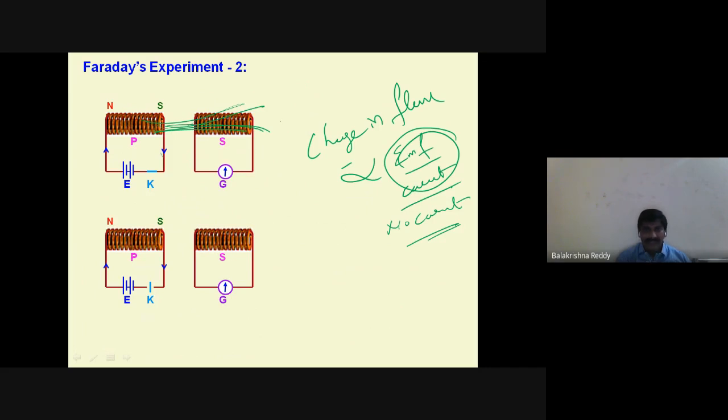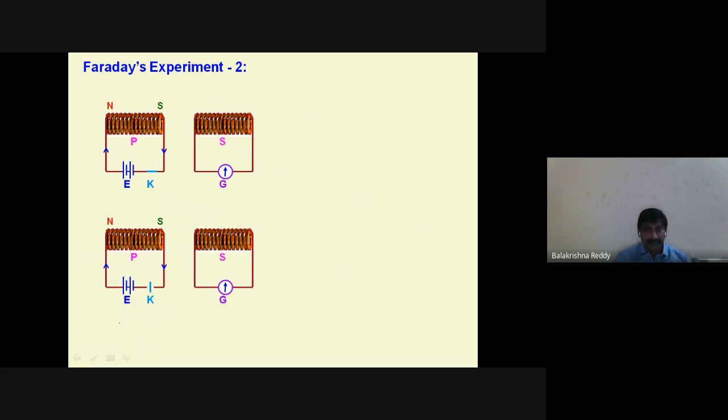Due to linking, nothing will happen. When there is a relative motion, when there is a change, only then is current produced. The flux must be changed. Otherwise, there is no production of EMF or current. So this is with respect to the electromagnet.